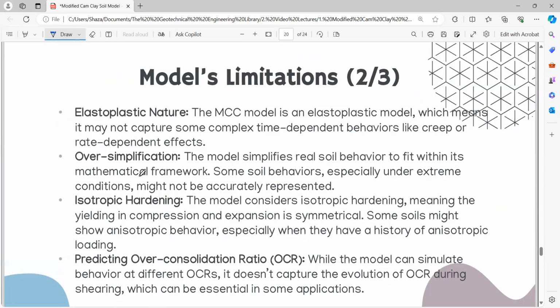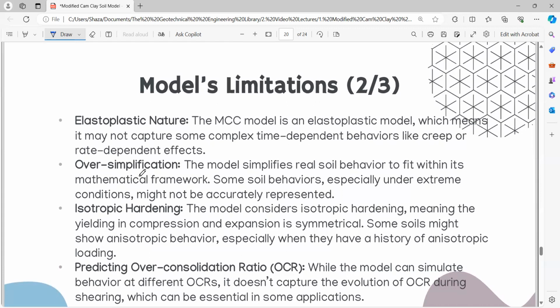The other limitations include its elastoplastic nature, which means this model is not able to analyze complex time-dependent behaviors, for example, creep and rate-dependent effects. The model also goes for a simplification of the real soil behavior, especially under extreme conditions. The isotropic hardening, I also explained in detail what is meant by isotropic in part 1 of this lecture.